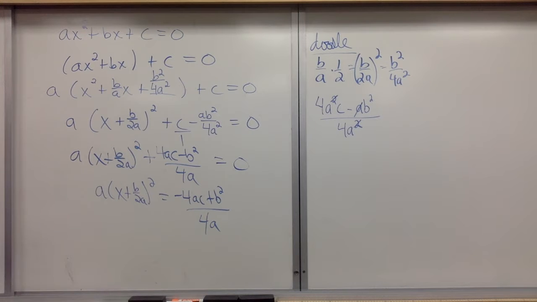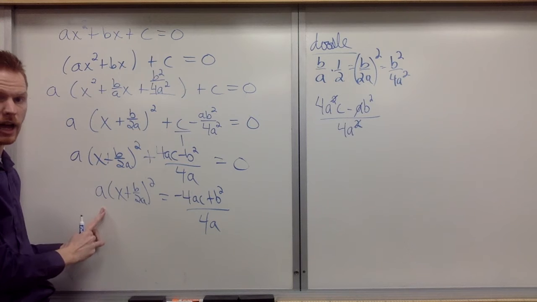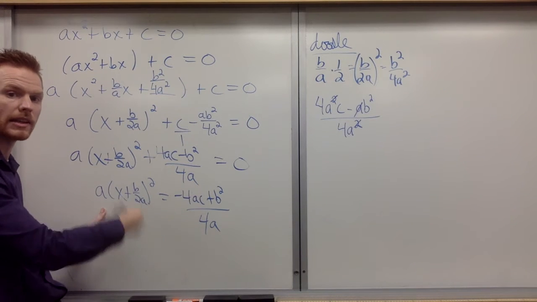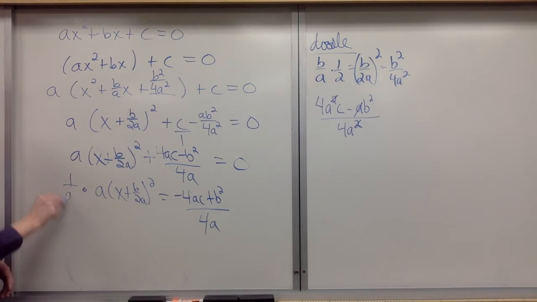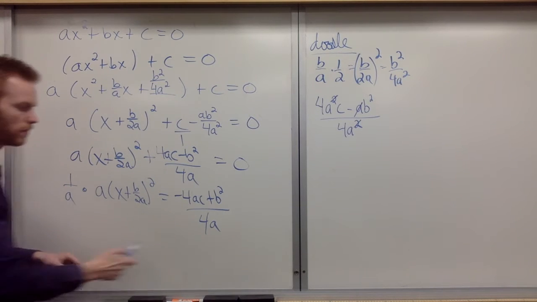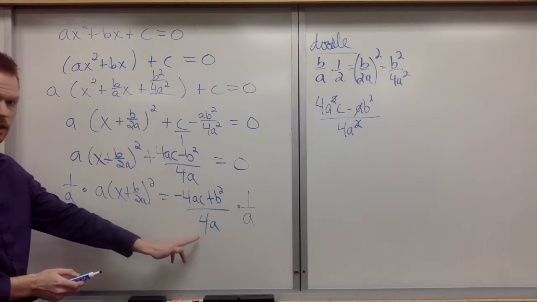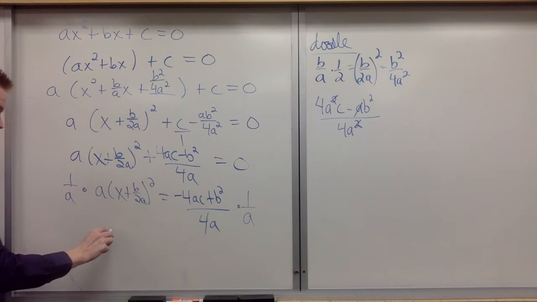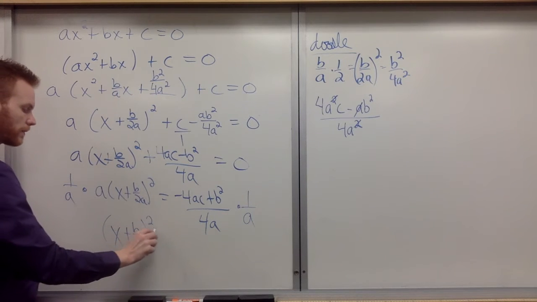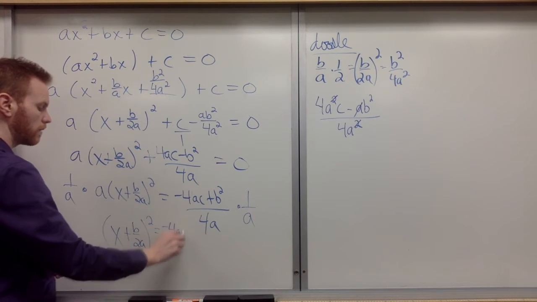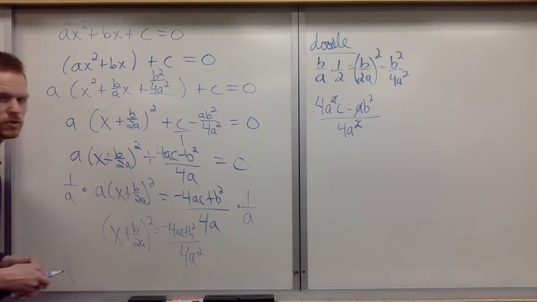I'm getting closer. Now, to get this by itself, I've got to divide a to the other side. When I divide a to the other side, it's like you're multiplying by the reciprocal, right? So let me just put that right here. So these would cancel, and then over here, if I multiply by the reciprocal, notice the denominator is going to be 4a squared. So x plus b over 2a, quantity squared, would equal negative 4ac plus b squared over 4a squared.